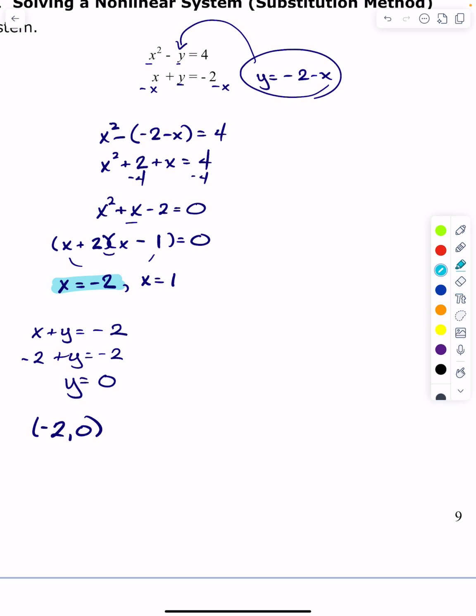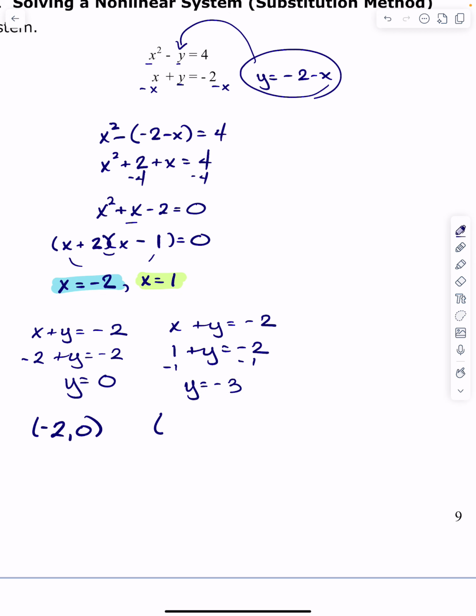And then we have our other x equals 1. Same equation, x plus y equals negative 2, 1 plus y equals negative 2, subtracting 1 from both sides, and y is negative 3. So when x is 1, y is negative 3.